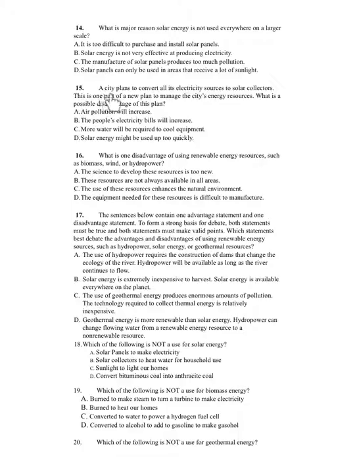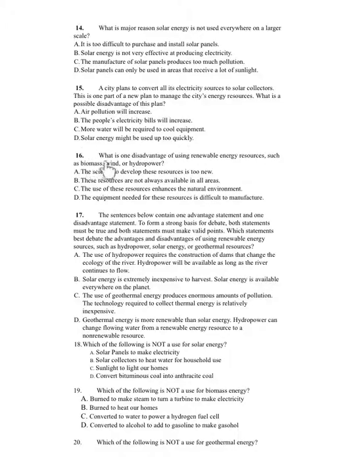Number 15. A city plans to convert all of its electricity sources to solar collectors. This is one part of a new plan to manage the city's energy resources. What is the possible disadvantage of this plan? A. Air pollution will increase. B. The people's electricity bills will increase. C. More water will be required to cool equipment. D. Solar energy might be used up too quickly.